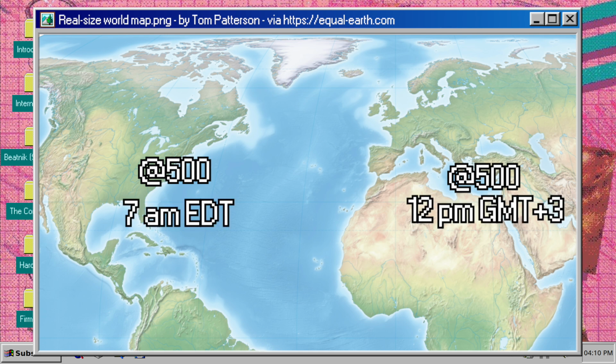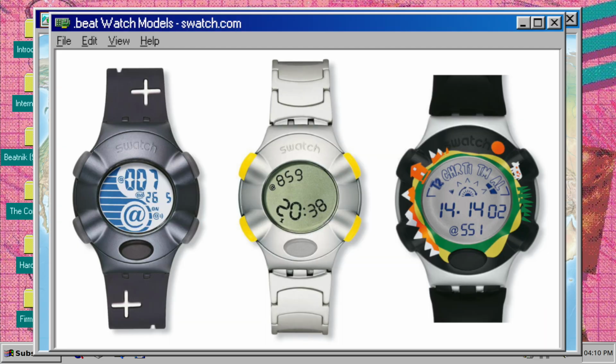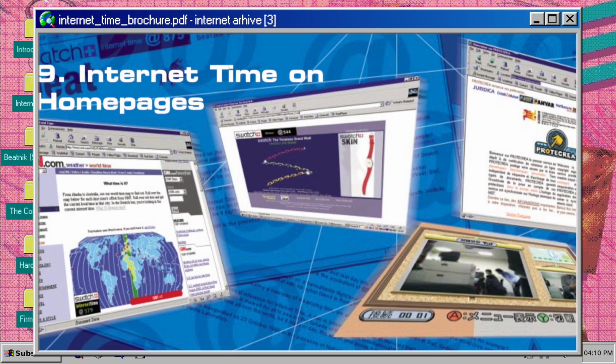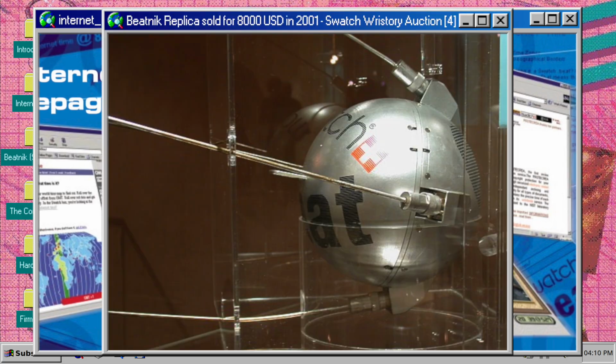To push for adoption, Swatch launched massive marketing campaigns for their new time format. They released several watch models built around internet time, and made deals with companies like CNN to display it on their websites. They even went so far as to pay the Russian space agency to launch a satellite called Beatnik, which was going to broadcast messages related to internet time from outer space.